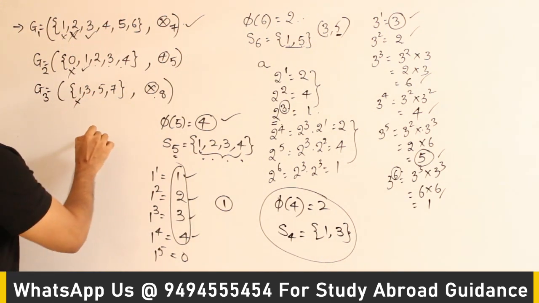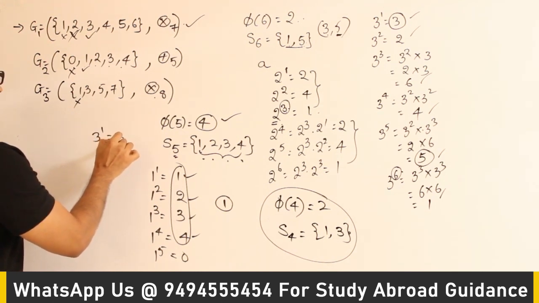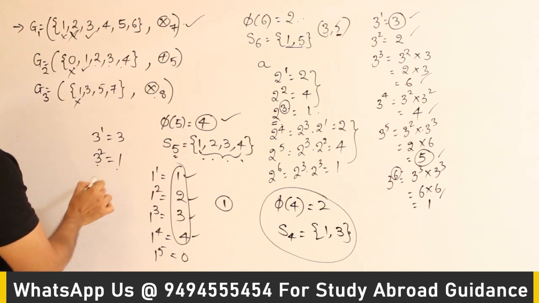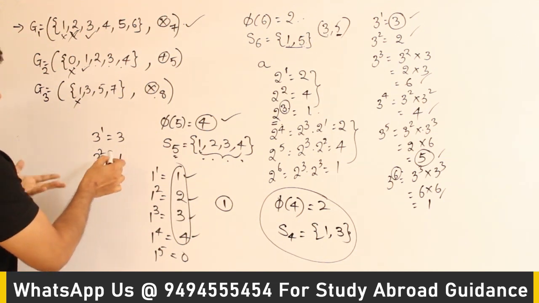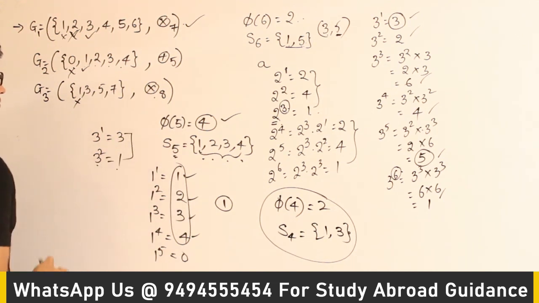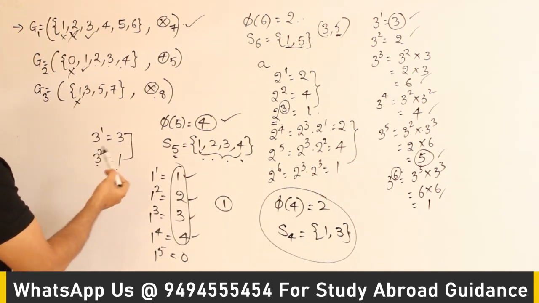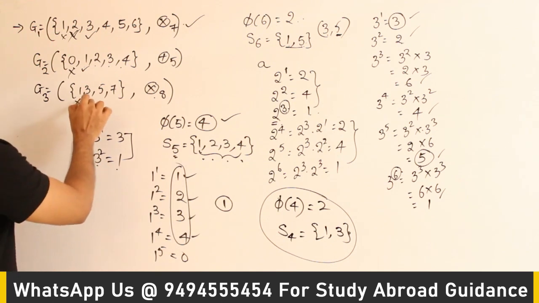Let's test it. So 3 power 1 is 3, 3 power 2 is 1. So we directly got the generator. Now whatever you do, you will get only 3 and 1. Again, if you get 3 power 3, it is going to be 3. 3 power 4 is 1. So it cannot be a generator.